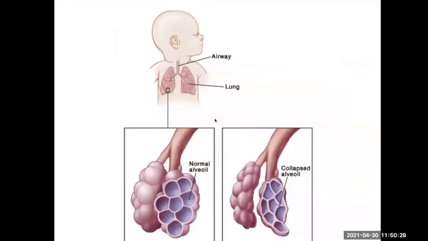Okay. What happens is this. You have collapsed alveoli, right? Premature babies are not producing surfactant because they're not supposed to be, according to nature, out in the world yet, right? So they're not prepared for that. And they don't have surfactant, so their lungs collapse.